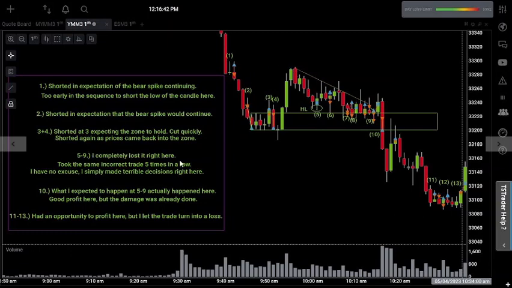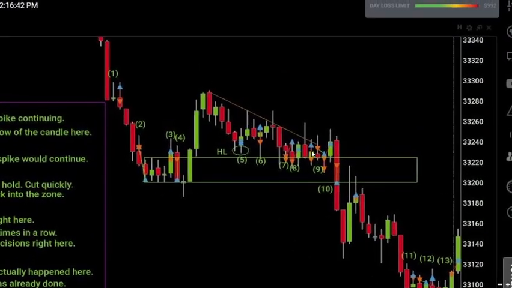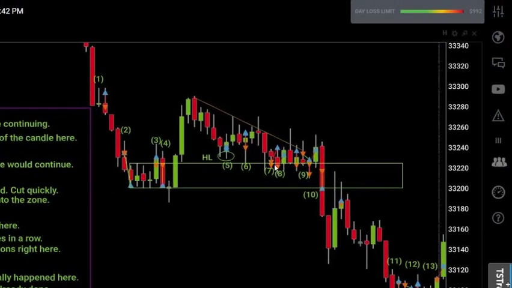I completely lost it right here. I took the same incorrect trade 5 times in a row. Really, I have no excuse. I just simply made terrible decisions right here. And if we take a look at this, I knew that the trend was down, right? I had my bear trend line drawn, but this goes back to another rule we talked about, where it says don't short from those lower prices, because prices are going to pull back to an upper level of resistance, and then the sell-off is going to continue. And that's a perfect example of what happened through trades 5 through 9.